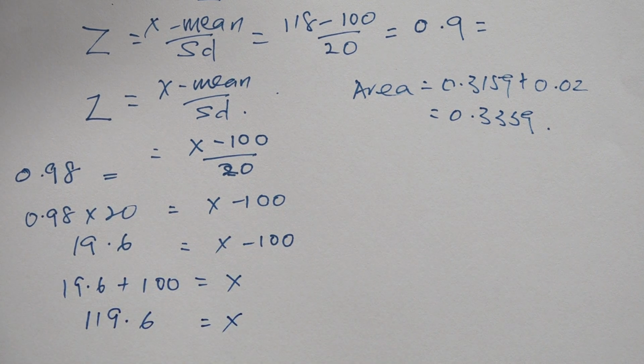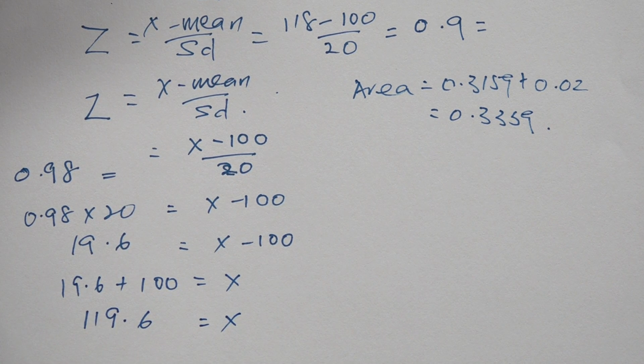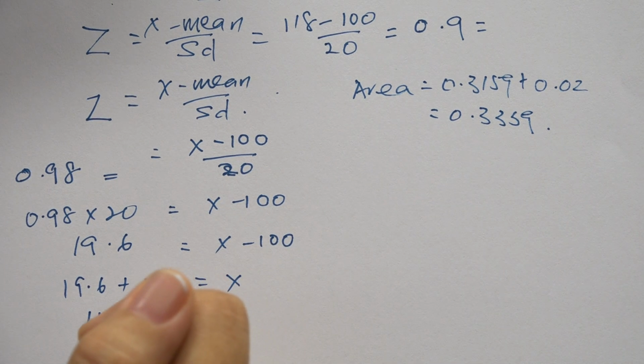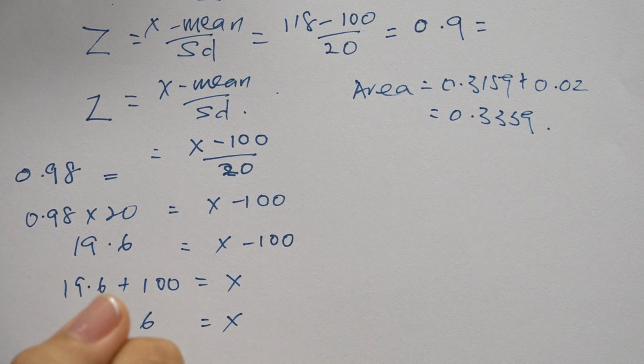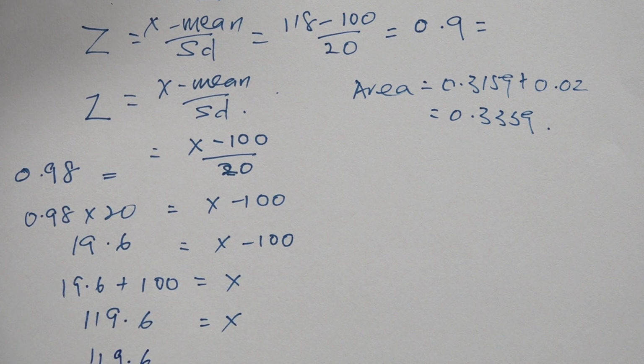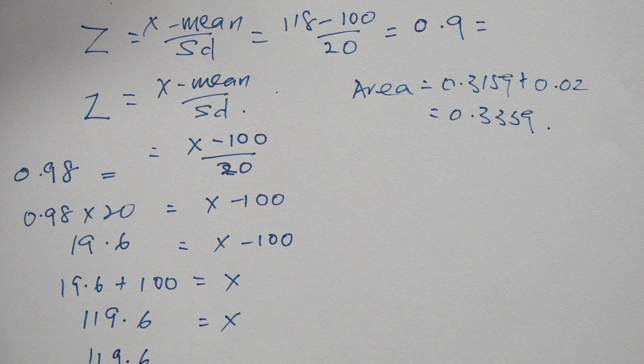So in order to have a score 2% higher than yours, you need to score a value of 119.6. Hope you understand this video on how to calculate your raw score if you're only given the probability.